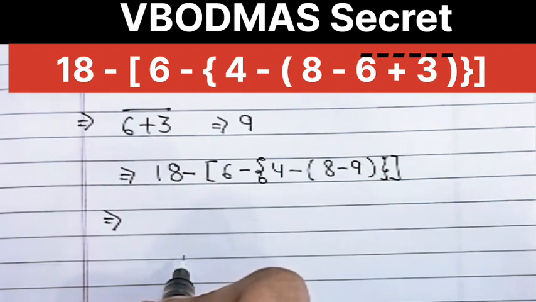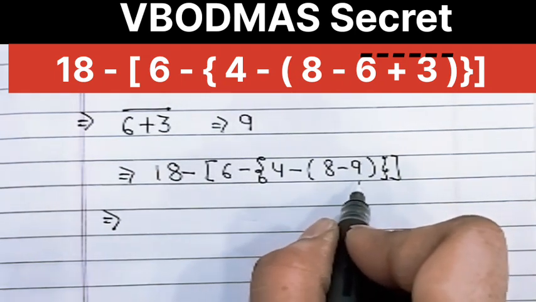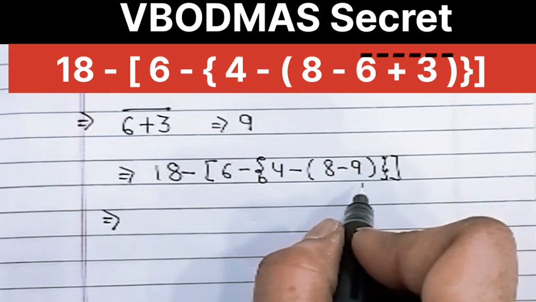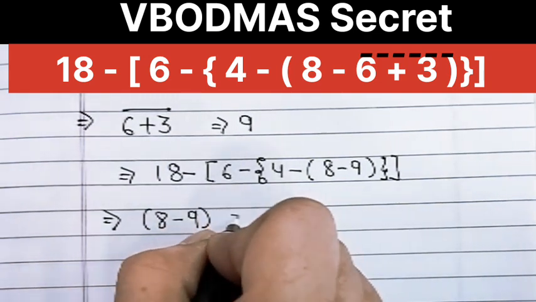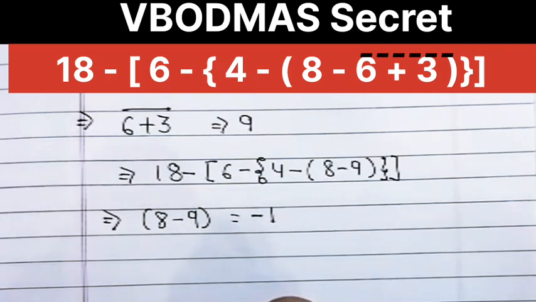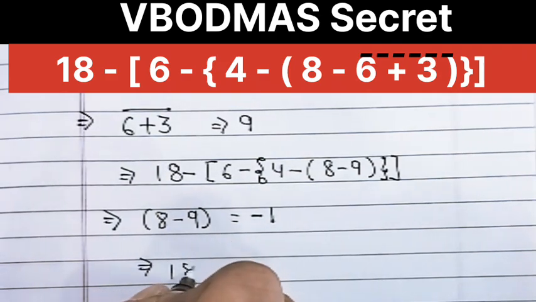Solve the small brackets, parentheses. Now we address the innermost round brackets. 8 minus 9 now equals minus 1. Again the expression becomes 18 minus.